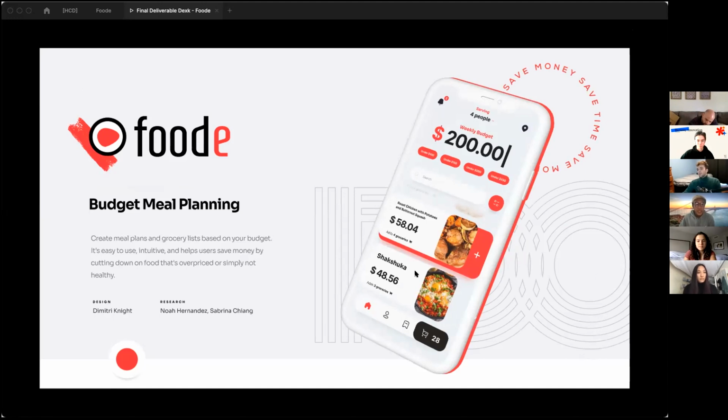And today we designed this application called Foodie, which is a budget meal planning application that creates meal plans and grocery lists based on a weekly budget that you input into the application.